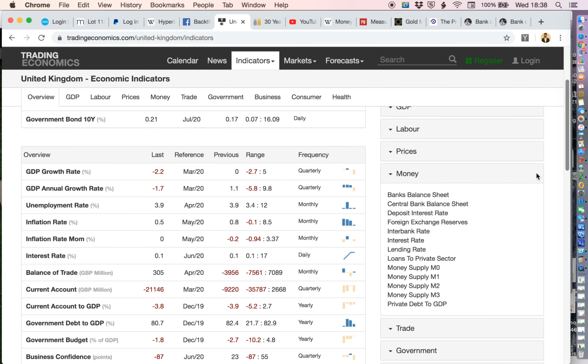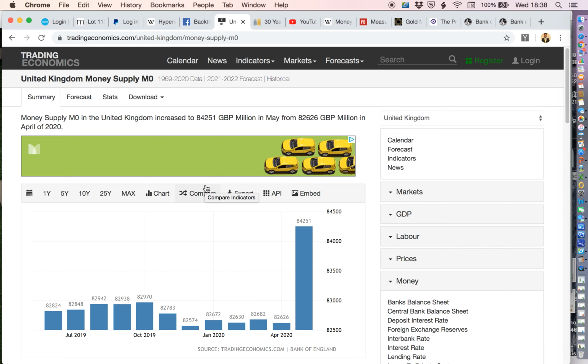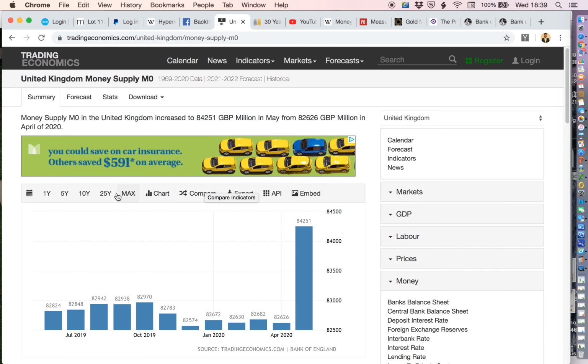Now, for me, because I am talking about money supply, I need to go to money, and I need to go to this. Before I get into it, money supply is broken down differently for different countries. For example, the UK is different from the United States, and the United States is different from Australia, and so on and so forth. But I'll try to give you a brief overview of what it is. Now, let's look at money supply zero. So I'll explain what that is. M0, or money supply M0, is just the bank notes and coins that are in circulation.